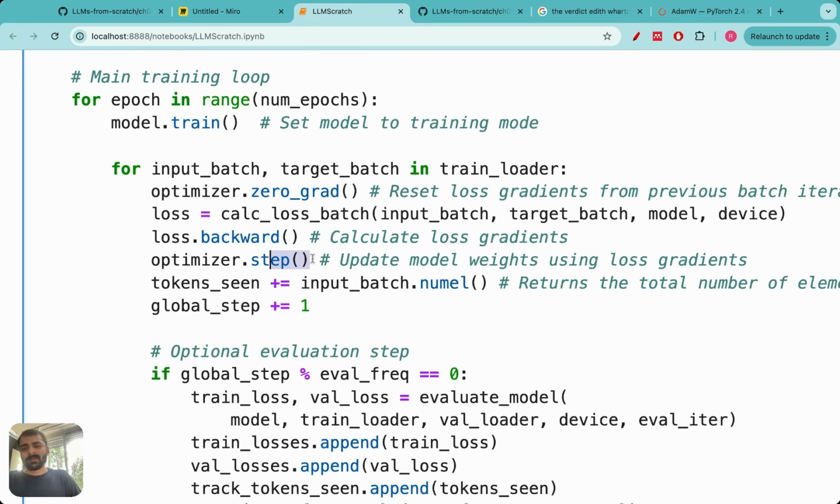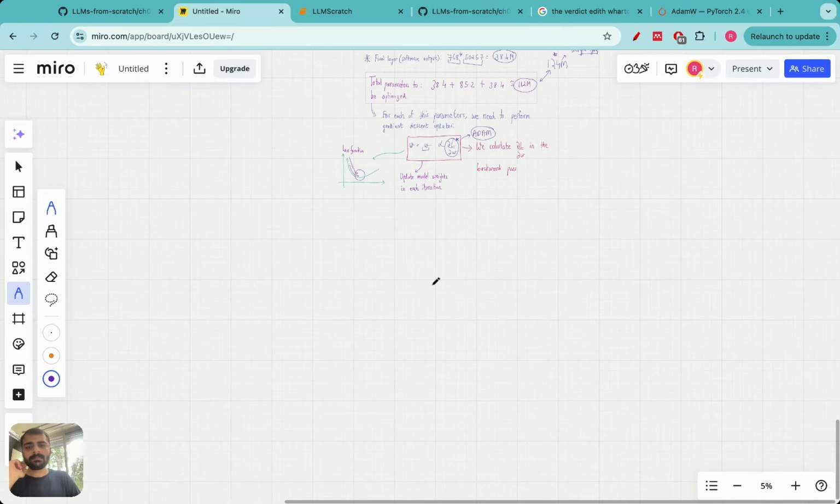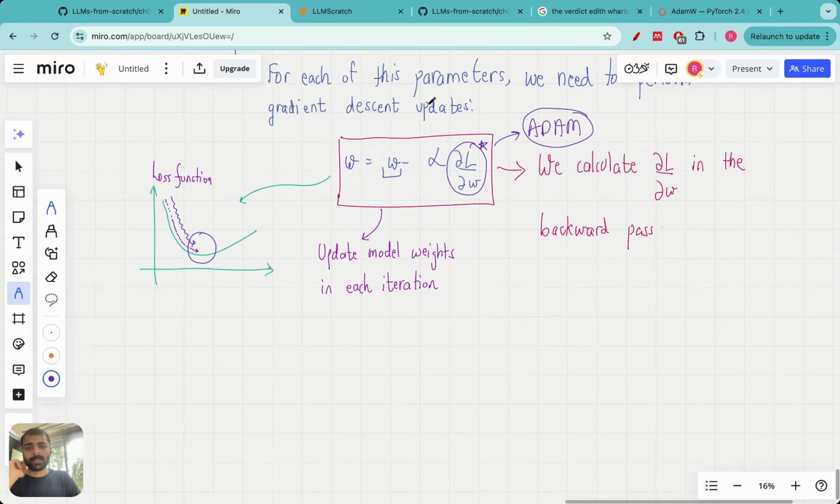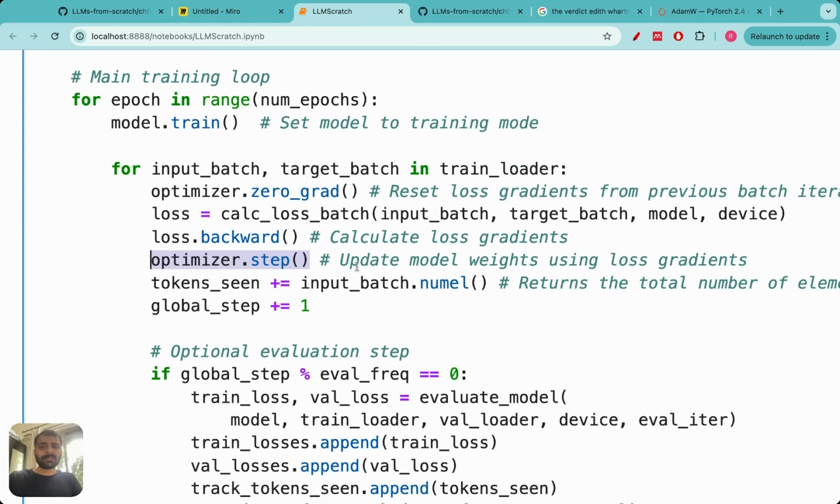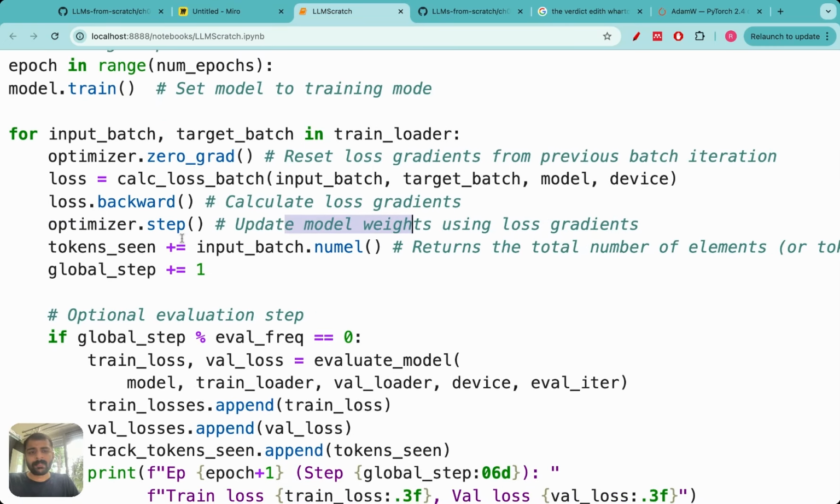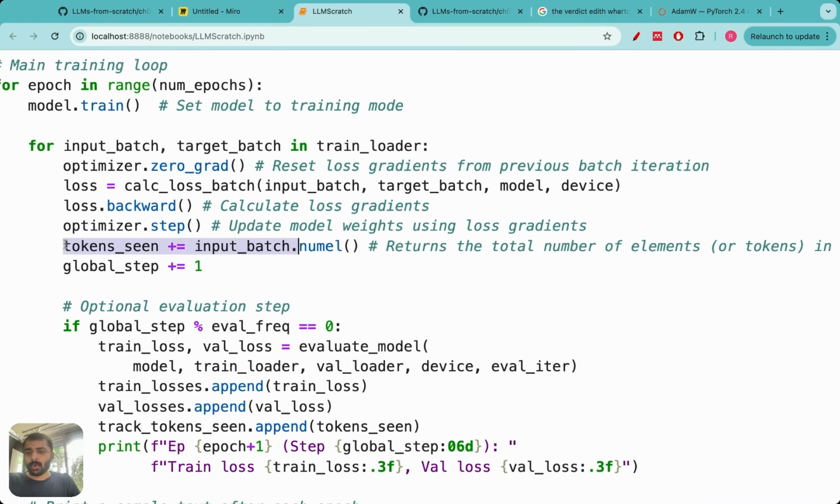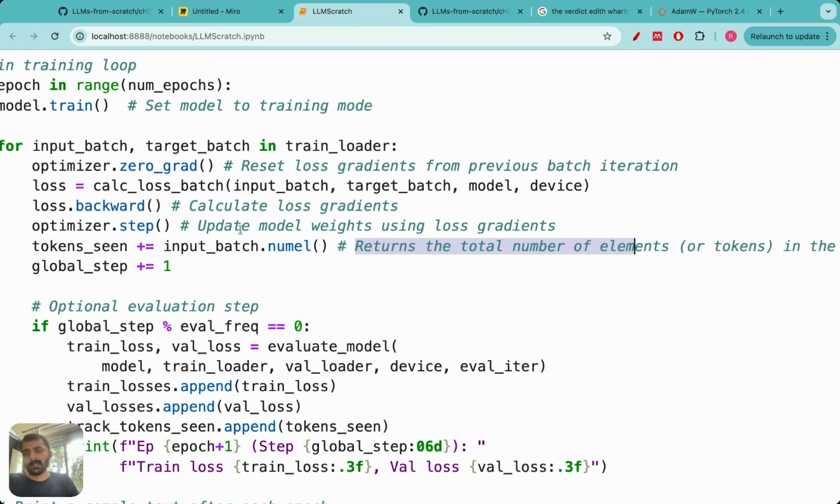Then we are going to do optimizer dot step. What this optimizer dot step does is that it essentially looks at this update rule, and it will update the parameter values based on the gradient values which are obtained. So this is the update model weights part, and what I'm doing is that I'm just mentioning how many tokens the model has seen, and I'll show you where this number comes into the picture.